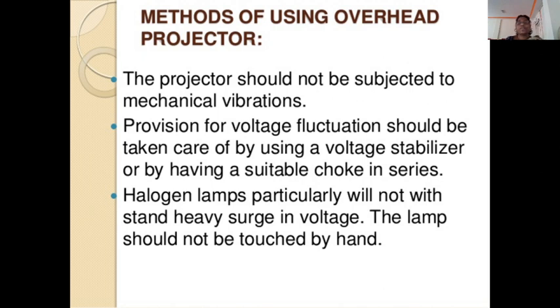Methods of using the overhead projector. Once again, the projector should not be subjected to mechanical vibrations. Provision for voltage fluctuations: halogen lamps particularly will not withstand a heavy surge in voltage. The lamp should not be touched by hand. Three points: no mechanical vibrations, provision for voltage fluctuations, and we should not touch the lamp with our hand.